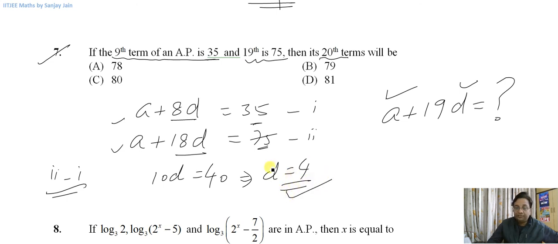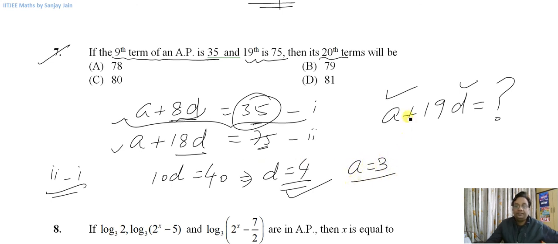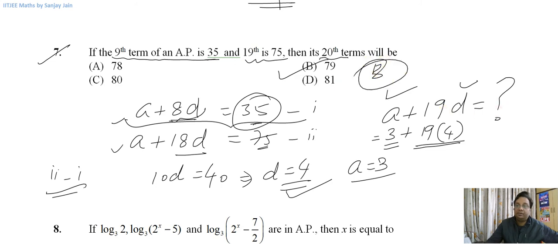And if d is equal to 4, and I put it in equation number 1, so 4 into 8 will be 32. 32 if I subtract from 35 will give me 3. So a is equal to 3. Now what will be the 20th term? 3 plus 19 into 4. 19 into 4 is 76. 76 plus 3 is 79, which is option B.